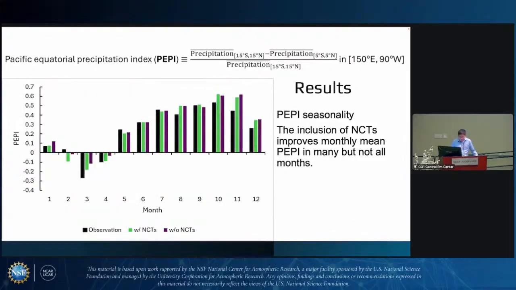We also look at this index in different months, and in most of the months, the inclusion of the non-traditional Coriolis term improves that index, improves the representation of precipitation, whether it is distributed or concentrated toward the equator.